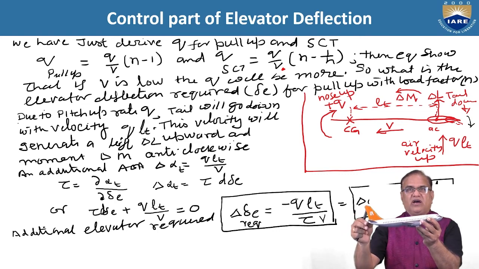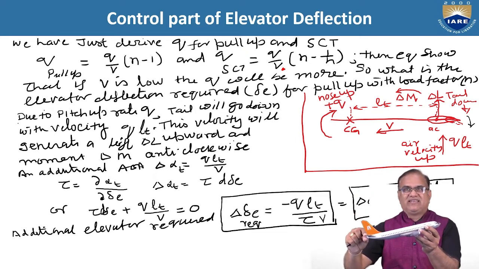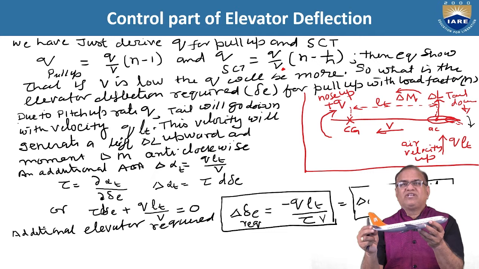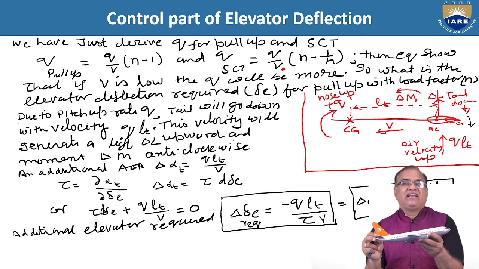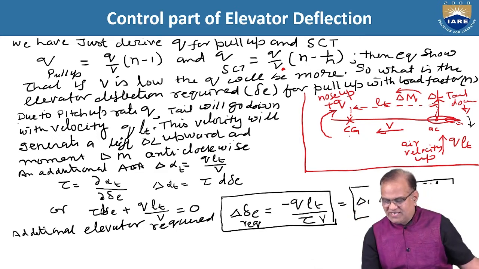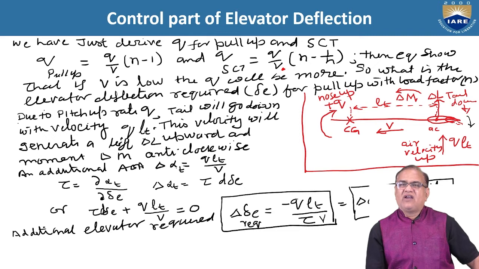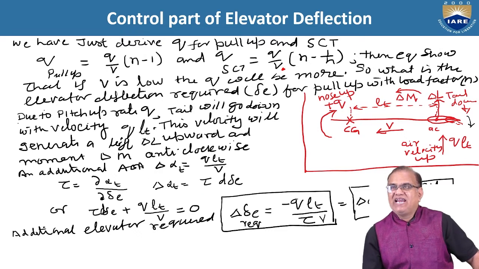The distance from here to here is LT. So this velocity, Q into LT, is the velocity with which the tail goes down. This velocity will generate an additional angle of attack, delta alpha T, and this delta alpha T is equal to QLT by V. You can see this here. And this additional delta alpha will generate an additional lift, delta L, and this L into the distance from here to here will make your moment negative.